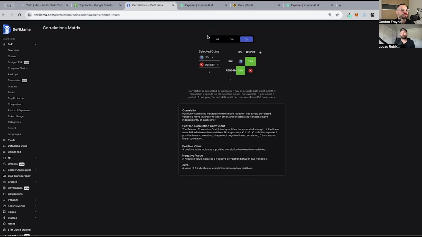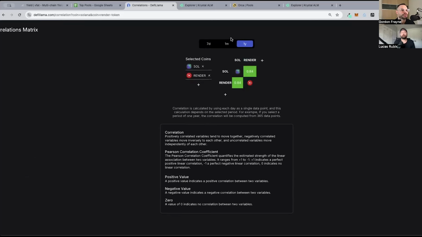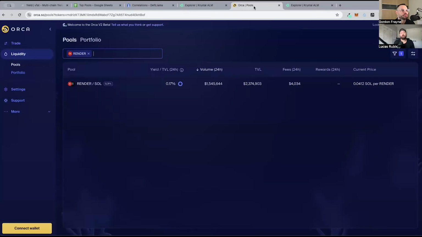So, just showing this example for Solana and Render here on DeFi Llama, you can see we've got a correlation coefficient of 0.84 on a yearly time frame and 0.91 on a monthly time frame. And again, there's a few different pools I'm keeping an eye on as we move into Q4 and Q1. So, this SOL-Render pool is actually available over on Orca here.